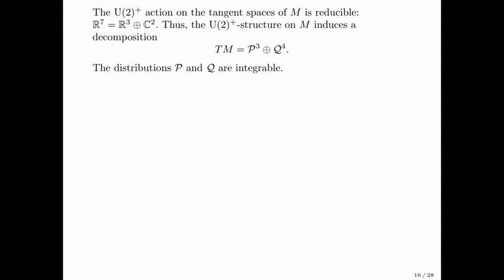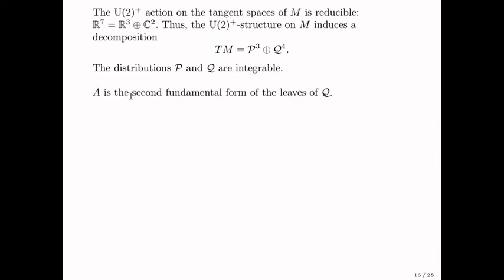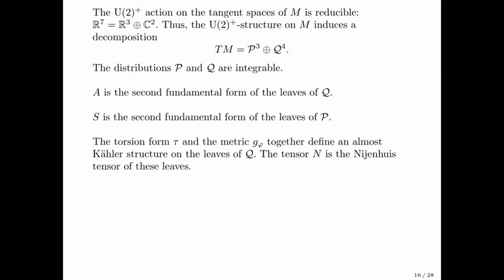And this allows us to interpret these tensors, A, S and N, in terms of these distributions. So for example, A is the second fundamental form of the leaves of Q. S is the second fundamental form of the leaves of P. And finally, the torsion form itself and the metric will define an almost complex structure on the leaves of Q. So these 4-dimensional leaves will get an almost complex structure. And the tensor N is simply the Nijenhuis tensor of these leaves. So these 3 tensors that you get have a very nice interpretation in terms of the geometry of these 2 distributions.